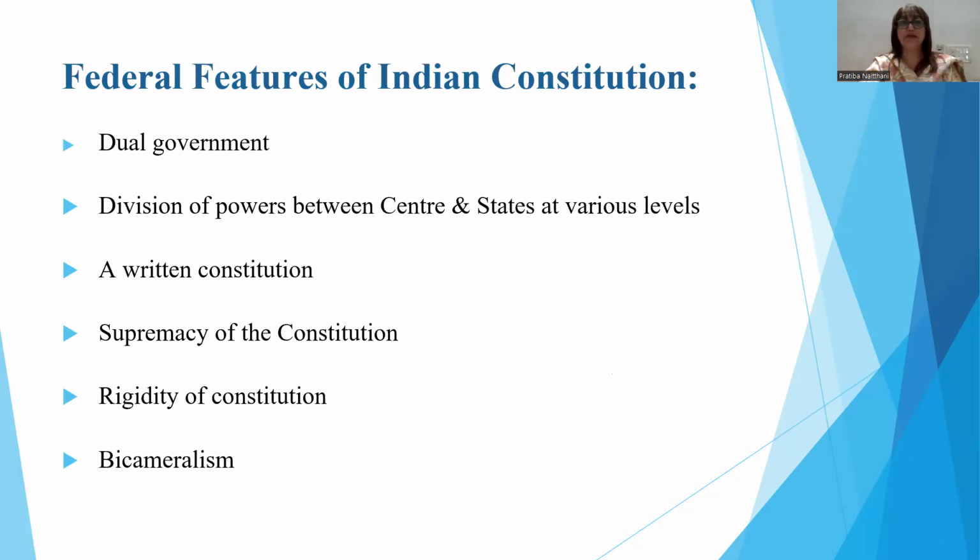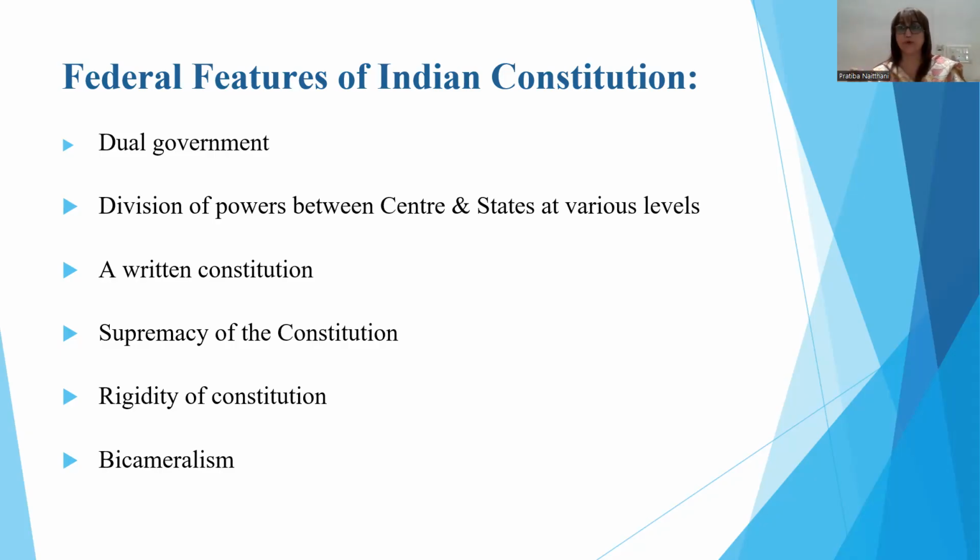Now, let's try to understand what the features of this quasi-federal structure are, or what the federal features of the Indian Constitution are. This we have discussed earlier when we talked about India being a federation with a unitary bias. So we emphasized at that time the factors which make India a federation with a unitary bias. But now we will talk about the factors which highlight the federal character of our constitution.